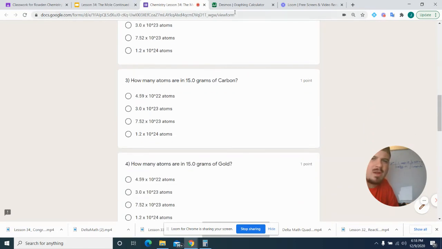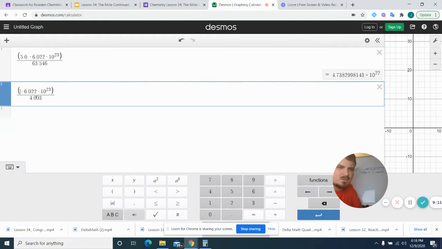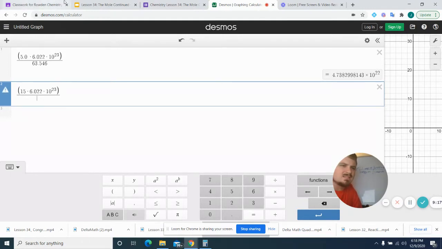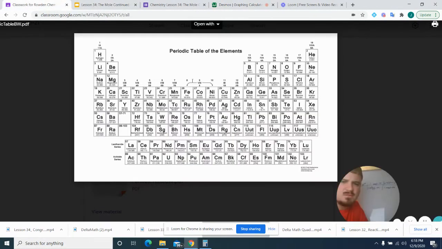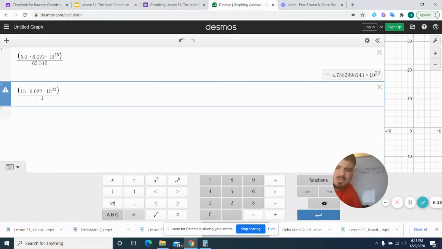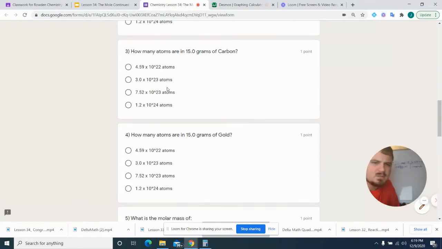Okay, now we have 15 grams of carbon. So watch what's going to change now. Now instead of 2.0 grams, we're going to have 15 grams. And the mass, instead of it being 4.003, is going to be whatever carbon is, which is 12.011. And so on bottom, we will just have 12.011. And our answer here is 7.52 times 10 to the 23rd. So number 3, 7.52 times 10 to the 23rd.